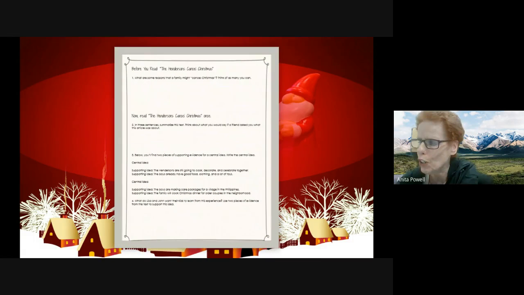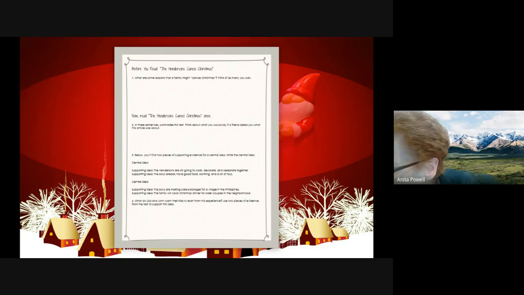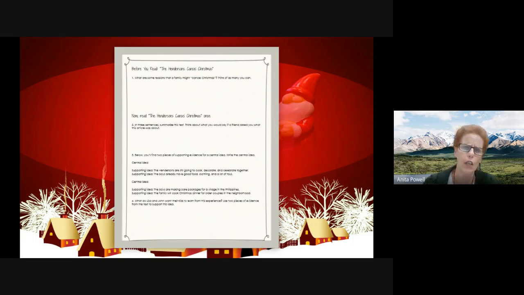But let's look at the next page. What can we determine from a close reading? What are some reasons that a family might have Christmas? I want you to think of as many as you can. Why, for instance, would you, if you were a parent, and some of you may well be, feel that maybe your parents might get the idea that we need to close Christmas? Let's write down at least three things.